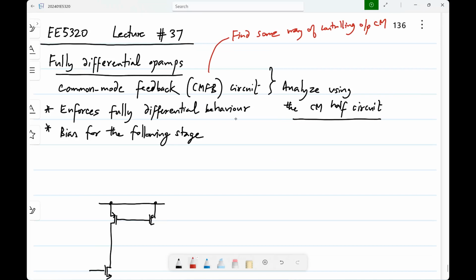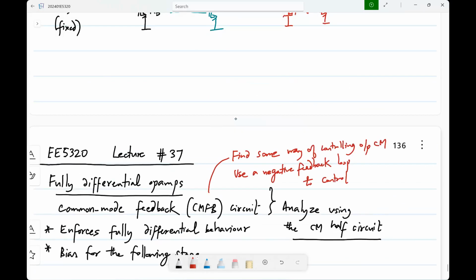And you use a negative feedback loop to control the output common mode.